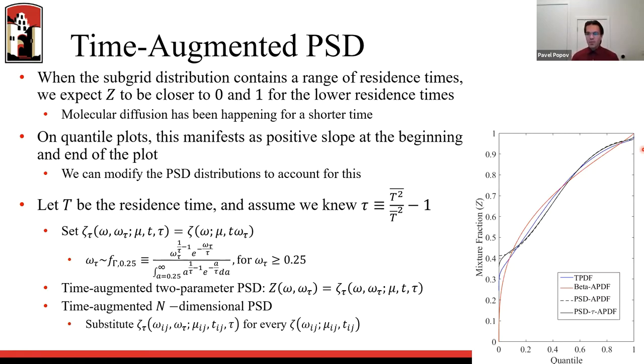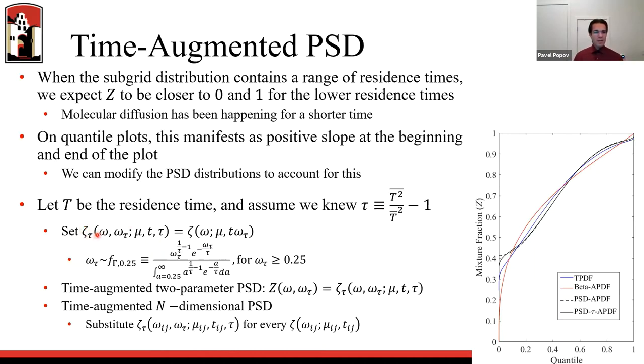So here we have an example of a subgrid distribution with a range of residence time. And here we have a positive slope at the beginning of the quantile plot and a positive slope at the end of the quantile plot. And we can also modify the PSD distributions to account for this. If we say that T is the residence time, and we assume that we know the normalized variance of T, which I will denote as tau, then we can define time augmented PSD as follows.